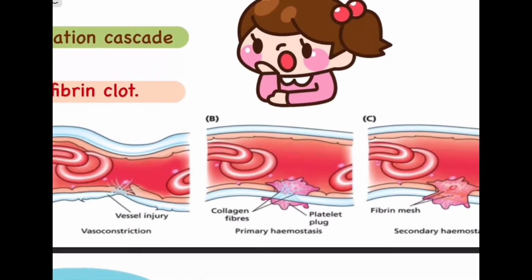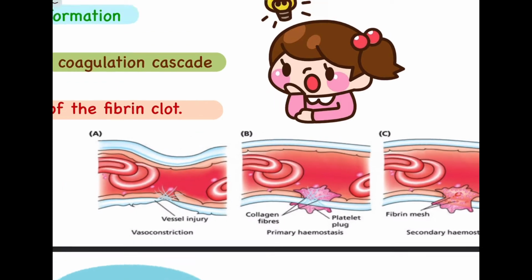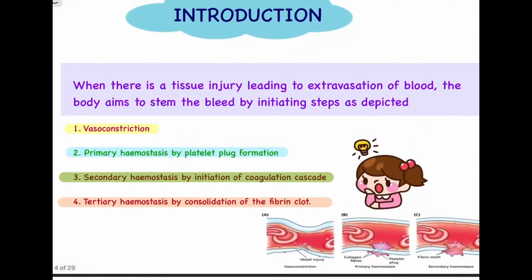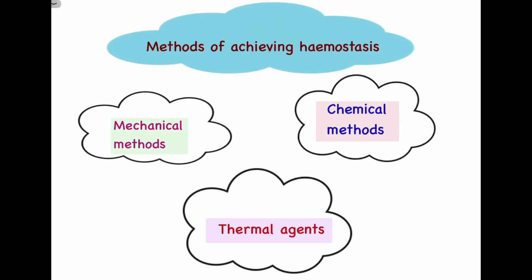So in this picture we can see that the first response whenever there is vessel injury is vasoconstriction, followed by primary hemostasis, wherein there is establishment of a platelet plug, and then under secondary and tertiary hemostasis we have consolidation of the fibrin clot, right? So basically four steps in initiating the process of coagulation. According to the definition, hemostasis is basically a spontaneous arrest or cessation of bleeding. Now we'll be discussing various methods for achieving hemostasis under the following subheads.